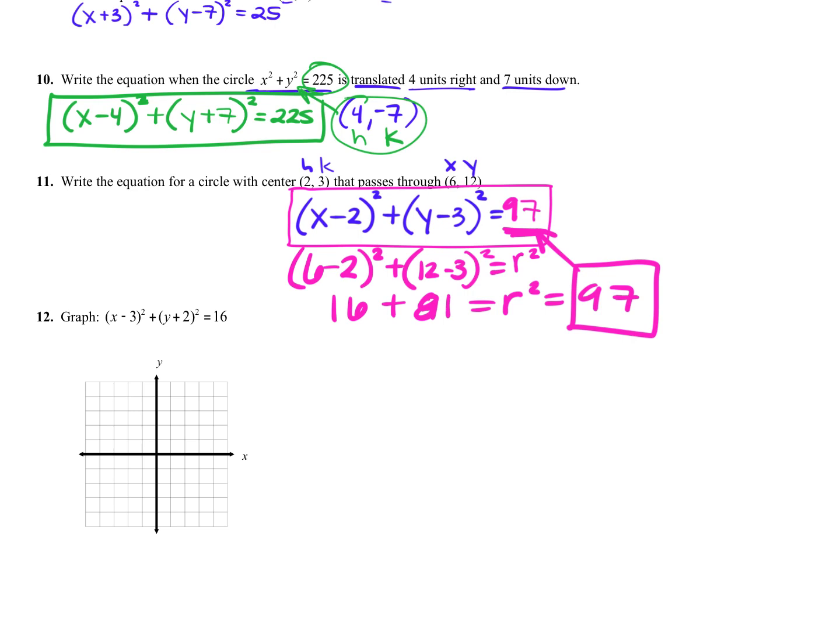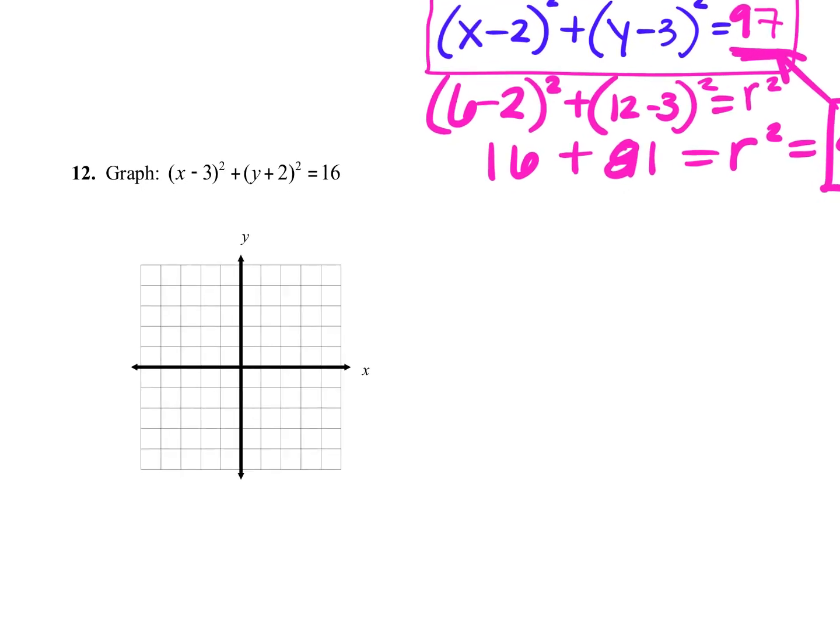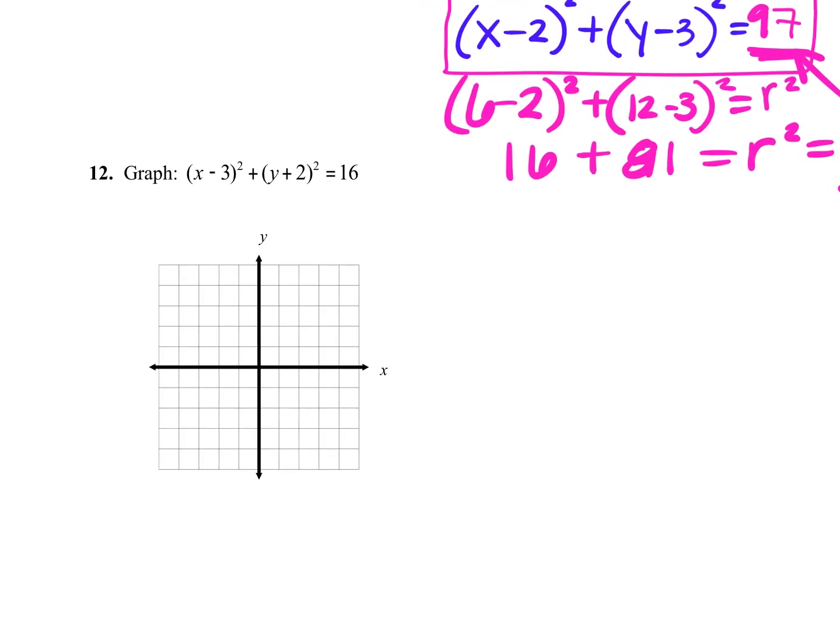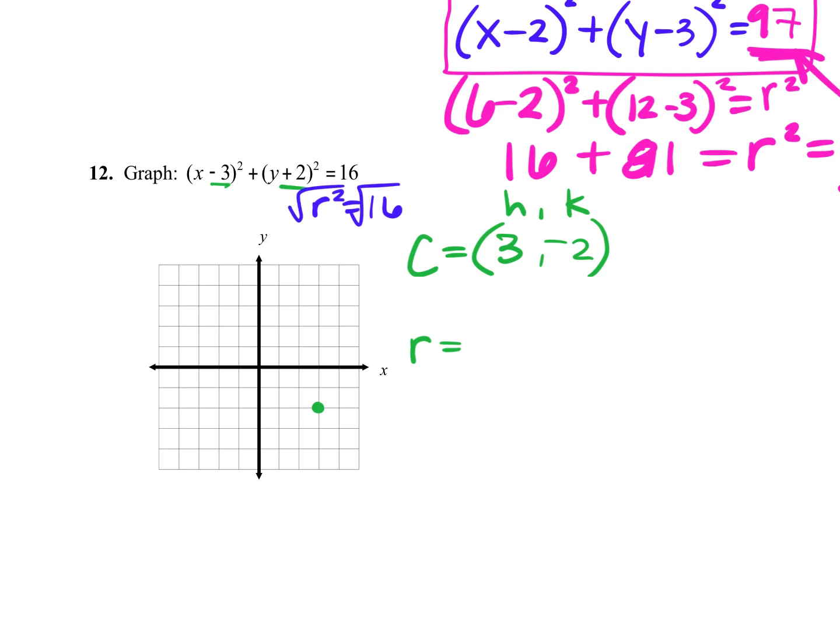Okay, last thing. How do you graph a circle? What do you need? You need your center, your H and your K, and you need the radius, right? So what is the center of this circle? 3 and -2, opposite of what they look like. So 1, 2, 3, 1, 2. Here's my center. What's the radius? 4. Right, r squared is 16, so take the square root. That means your radius is 4.